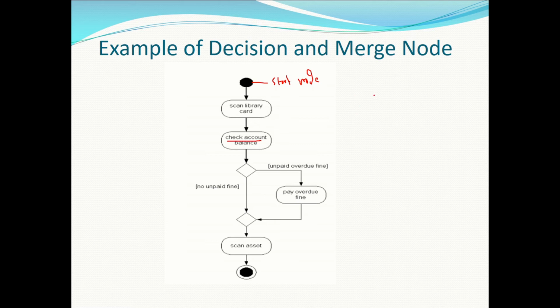And this check balance is a process. So if you want to use it, the use case could contain what? It could contain the process called what?